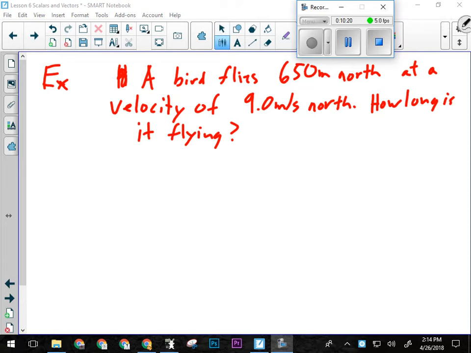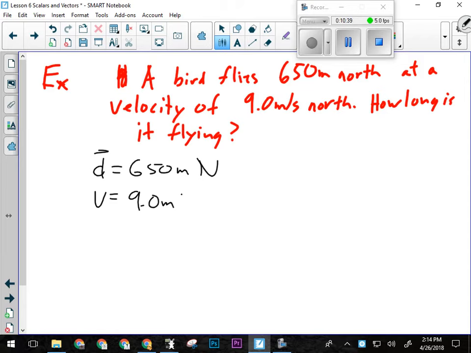So for this one, it gives me vector quantities, but then asks me to solve for time, which is scalar. Even though it gives me direction, the directions aren't really important because they're actually going to cancel off here. It tells me the displacement is 650 meters north. The velocity is 9 meters per second north, and we're looking for time.